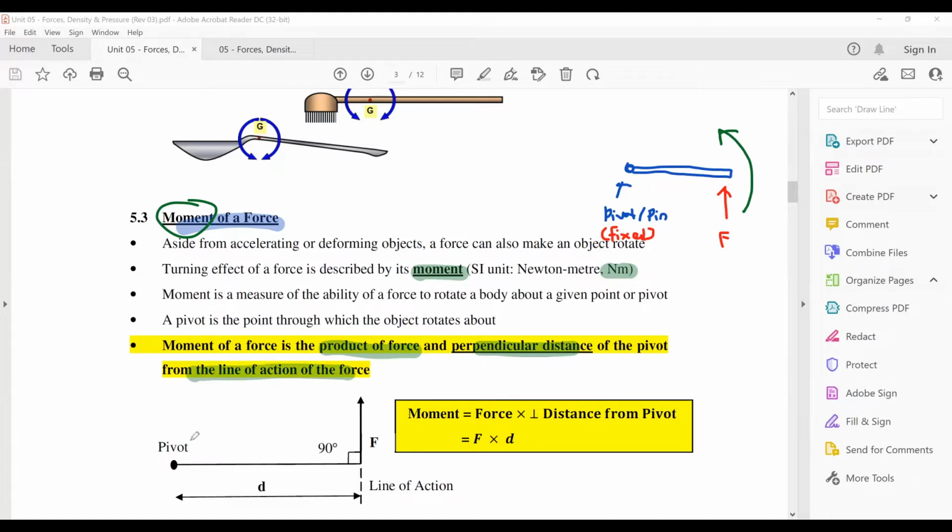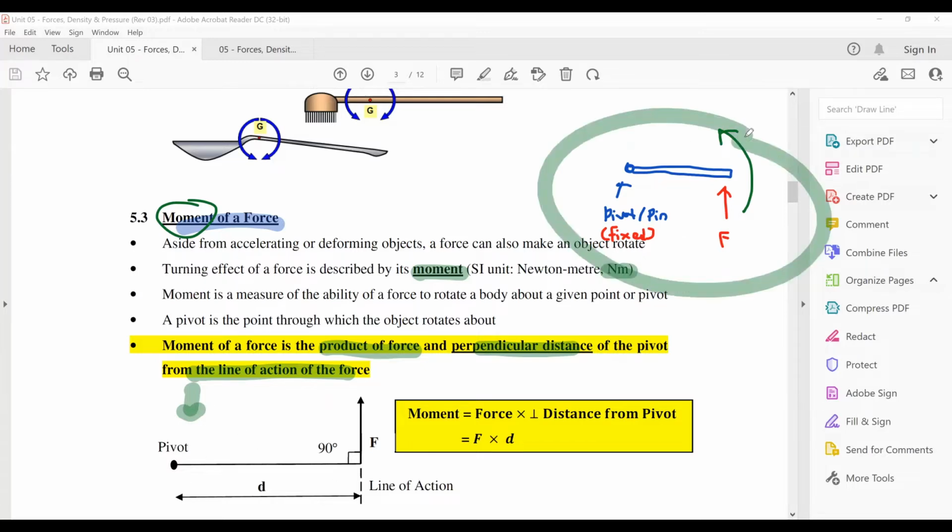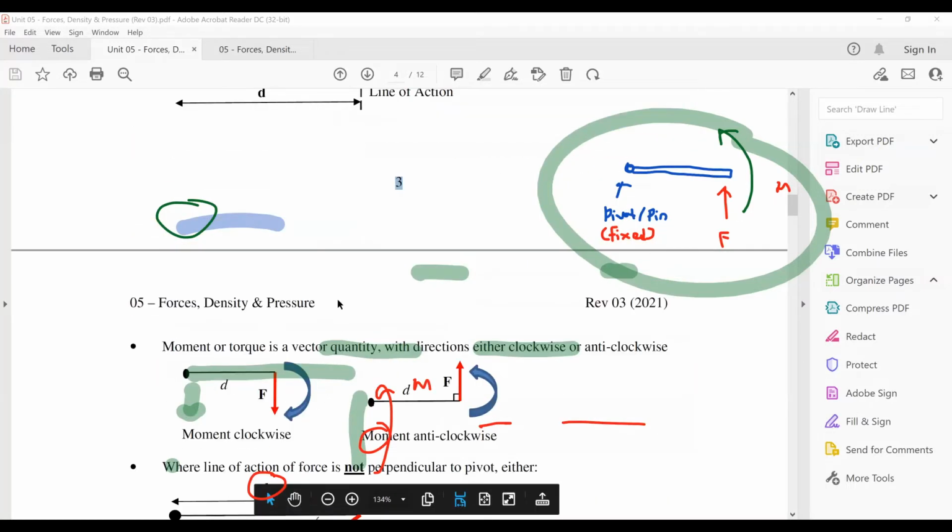So over here in the diagram below, the diagram here is actually the same thing that you see here. If I tell you that this is the pivot and then this is the force that you apply, to find out what is the moment caused by that object, you would take the force multiply with its perpendicular distance. Okay, product of force and perpendicular distance of that force from the pivot. Okay, so this is what we will do to find out the moment of an object.